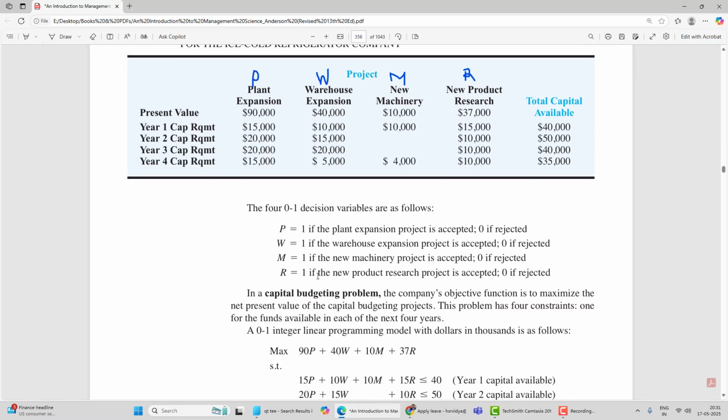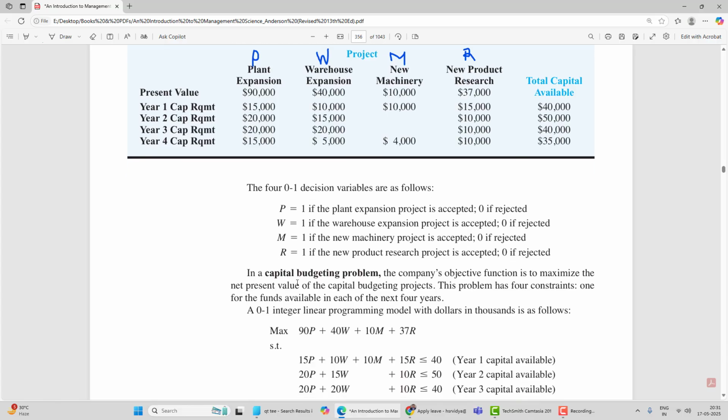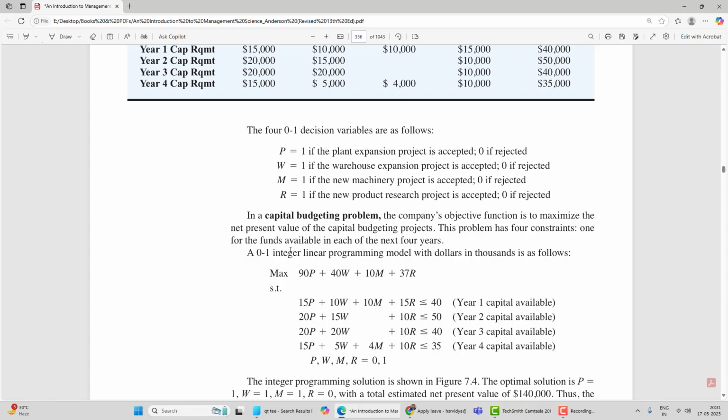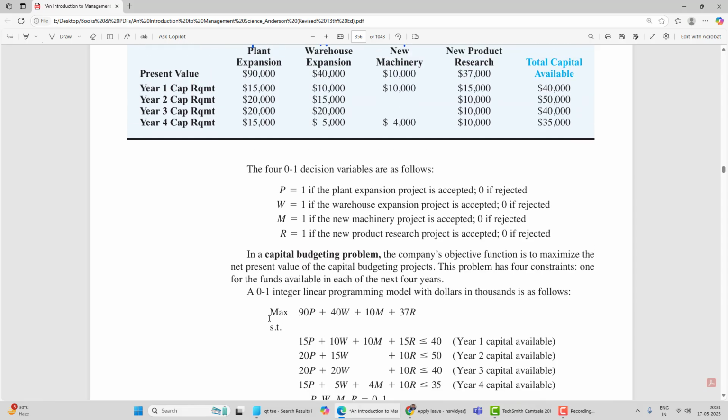Now how to formulate the model? Usually the first step is to formulate the model, and the second step is to use Excel Solver to solve it, right? Sometimes in the exam you don't have Excel available, then you will have to just develop the model and put it on your answer sheet. So for the capital budgeting problem, our objective function is to maximize the present value for all the projects, right?